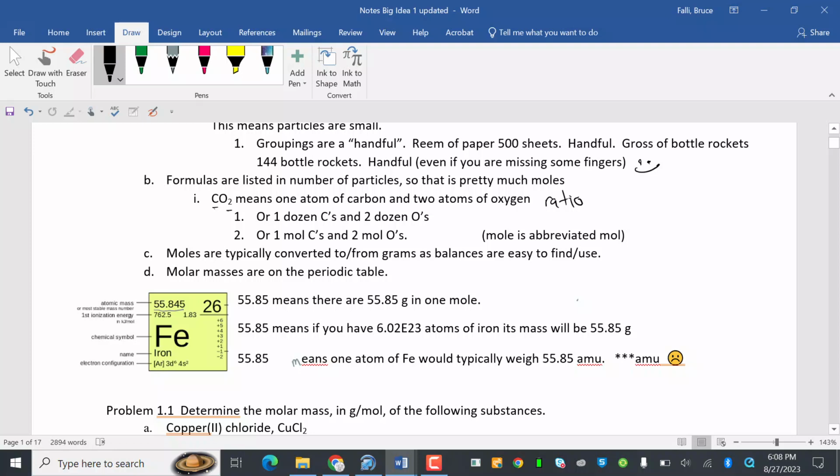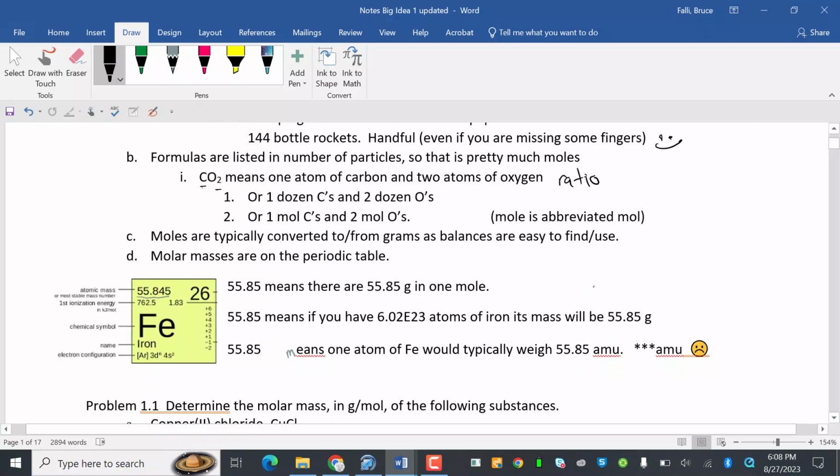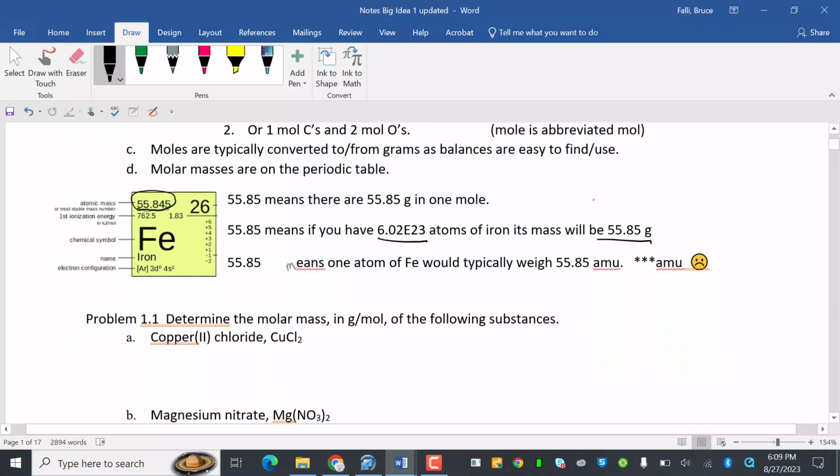Moles are typically converted to and from grams, as balances are easy to find and use. Molar masses are on the periodic table. So the molar masses are the decimal numbers that are on here, okay? 55.85 means there are 55.85 grams in 1 mole. It means if you have this many atoms of iron, its mass will be that much. 55.85 means one atom of iron would typically weigh 55.85 atomic mass units. That's a made-up unit, and we don't use it very often, but it works whenever you want to talk about one atom at a time.